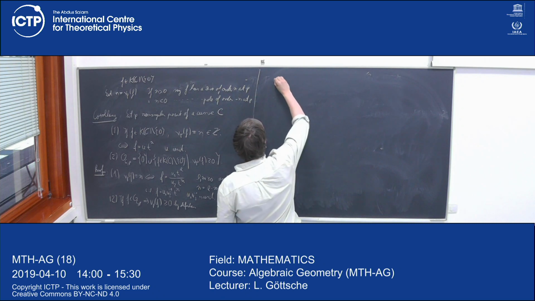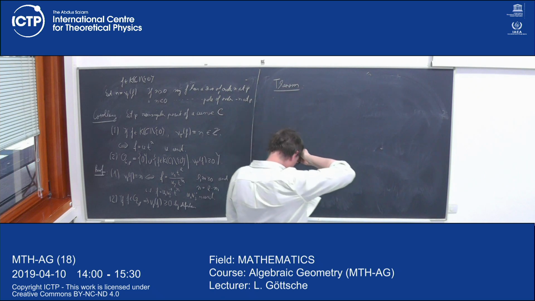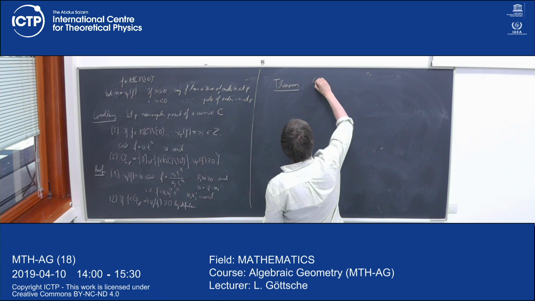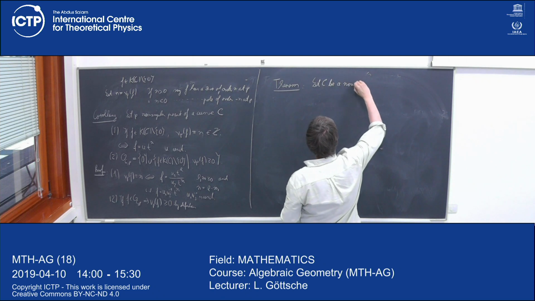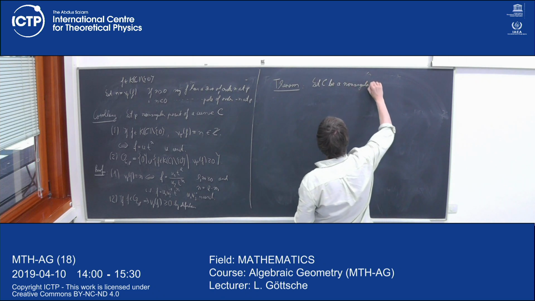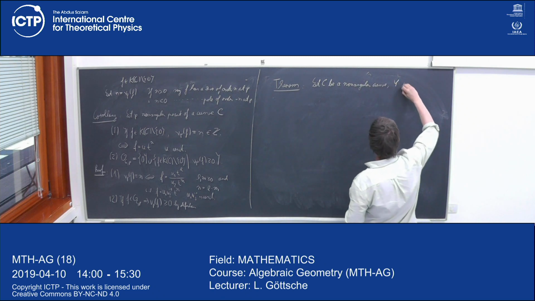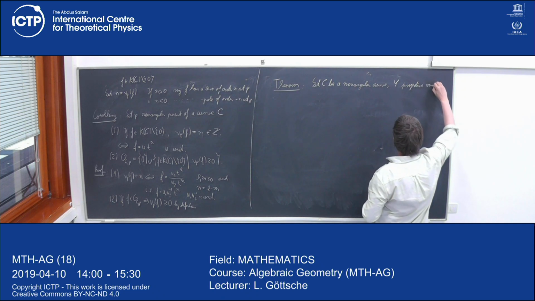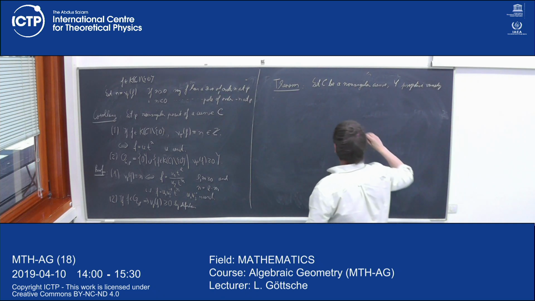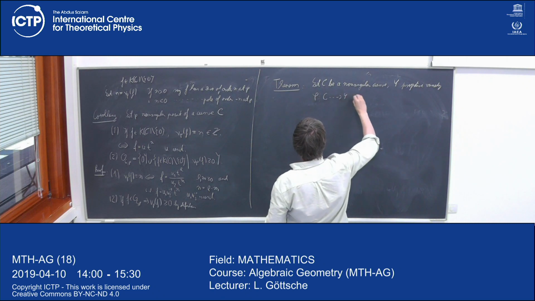So, theorem. Let C be a non-singular curve, Y a projective variety, and phi from C to Y a rational map.